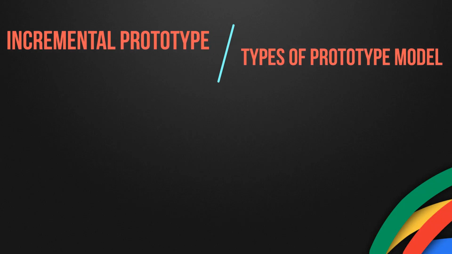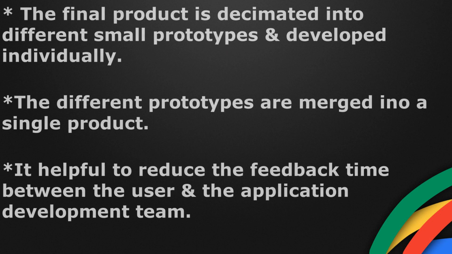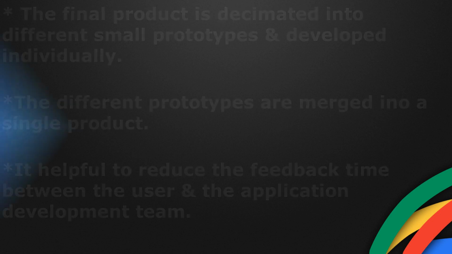Now we'll see the third type of prototyping model, the incremental prototype. In incremental prototyping, the final product is divided into different small prototypes and developed individually. Eventually the different prototypes are merged into a single product. This method is helpful to reduce the feedback time between the user and the application development time. So this is all about the incremental prototype.